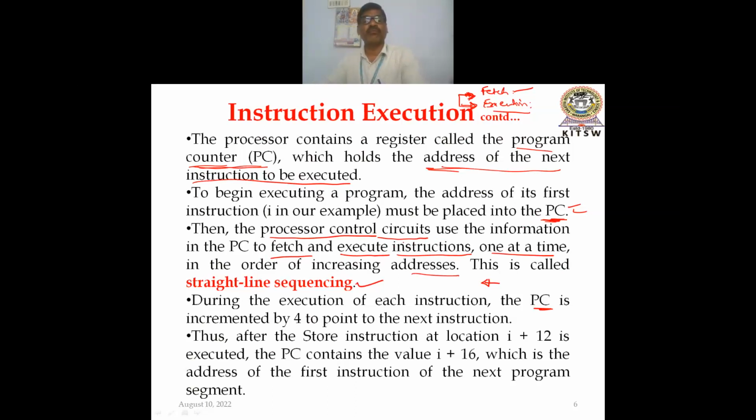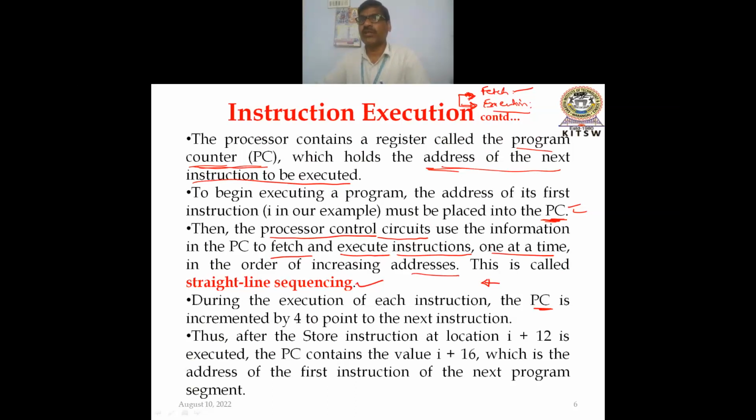The instruction register, that is, the processor control circuit, will load the instruction pointed to by the address in the PC into the processor. Once it is available in the processor, the processor circuit will start the execution of that instruction.